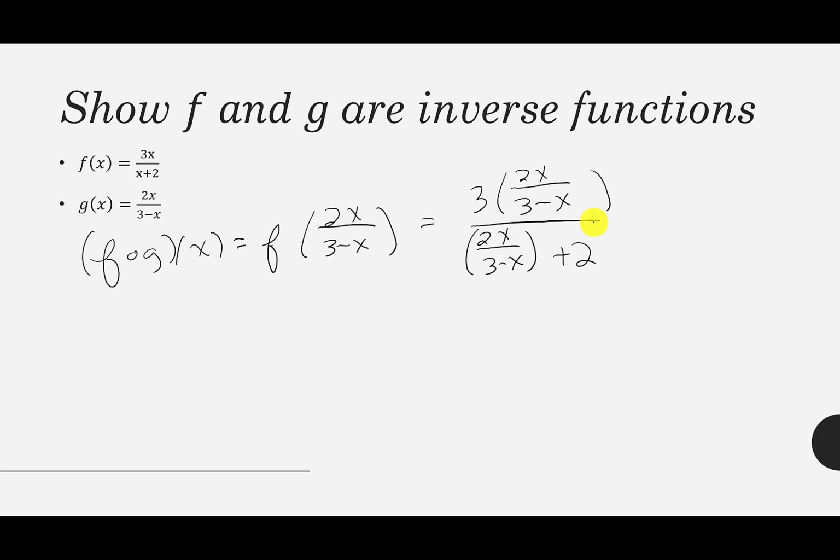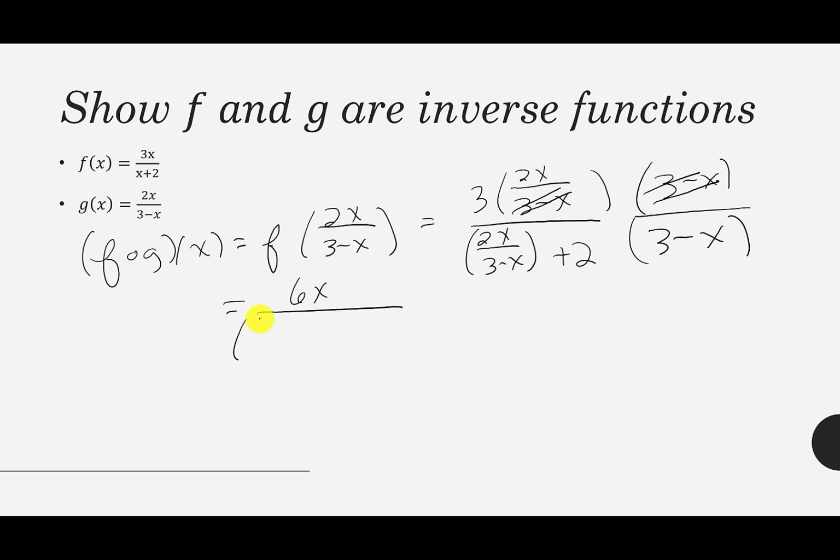Now this is kind of a big fraction, so what I'm going to do is clear the fraction by multiplying by 3 minus x over 3 minus x. In the numerator, I can see the 3 minus x cancel, so I have 3 times 2x, which is 6x. In the denominator, I really need to distribute first. So I'm going to write 2x over 3 minus x times 3 minus x, plus 2 times 3 minus x.